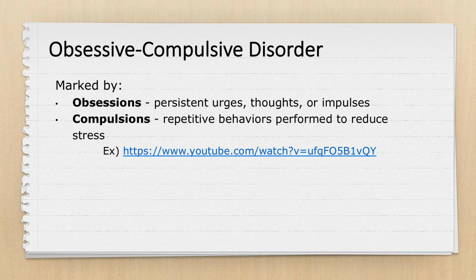These can include things like repeatedly checking locks, ovens, etc., performing a certain specific set of tasks, rearranging objects, cleaning repeatedly, counting, etc. Many people without OCD occasionally engage in one or more of these activities. We have all done that, like check our locks. Nevertheless, individuals with OCD spend an hour or more a day immersed in obsessions, compulsions, or both.